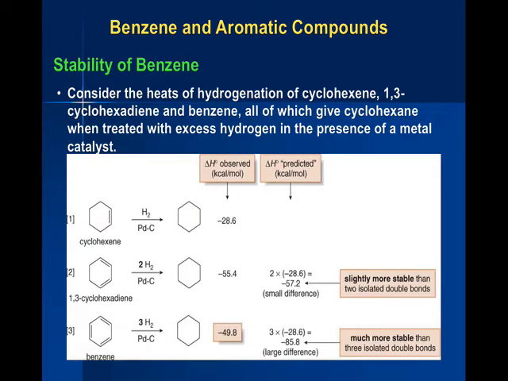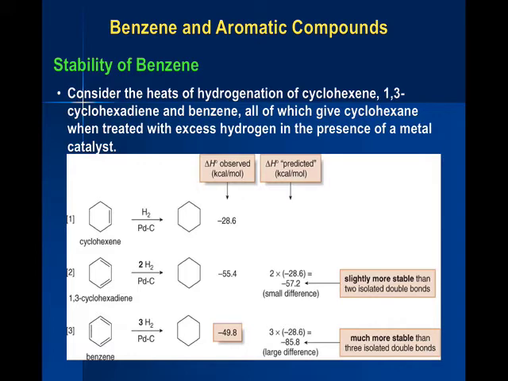Now let's talk a little bit about the stability of benzene. I told you that benzene is unusually stable, and that's why we call it aromatic, right? So where does this unusual stability come from? Well, it comes from the fact that we can draw a lot of resonance structures for benzene, but how do we measure this unusual stability? Well, there's several ways we can do it. And one of the ways that we can do this is to actually do some chemistry.